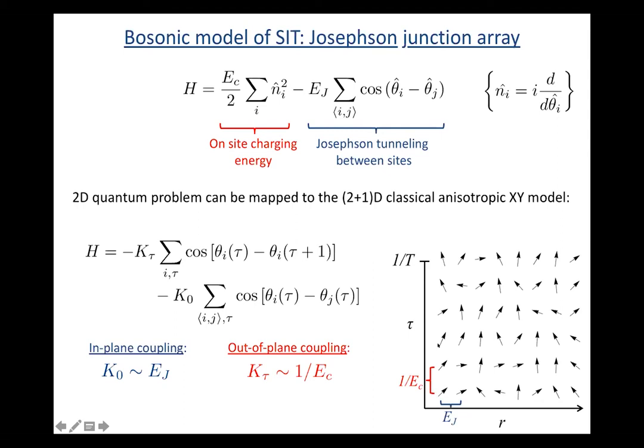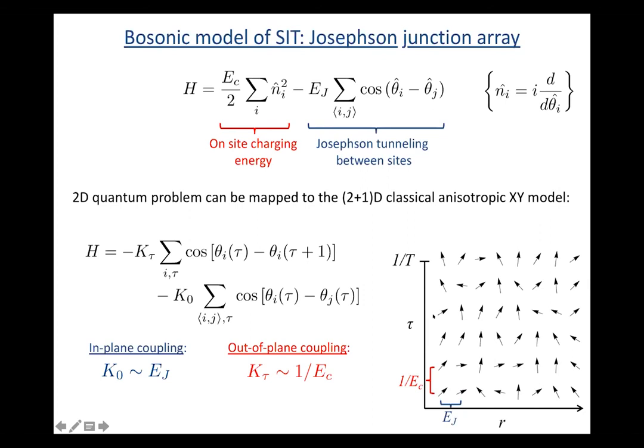But let me physically explain why. So what you see is, in the time direction, if EC is large, right? 1 over EC will be small, which means the coupling will be small, and therefore the phases will fluctuate. And that's the effect you want, because when EC is large, it's trying to define the number of bosons at a site, which means it's more conducive to phase fluctuations in the time direction, right? And so that's how you get an inverse behavior in the time direction. So large EC means small coupling, whereby you'll get large fluctuations in the time direction.